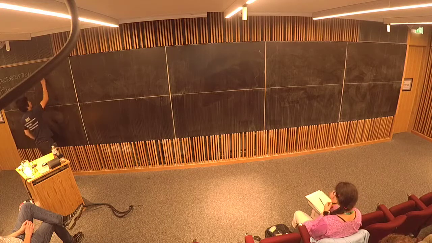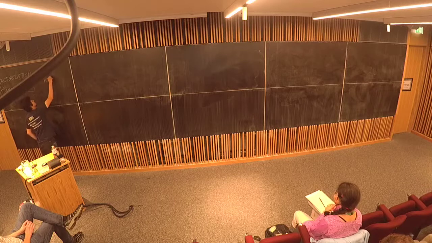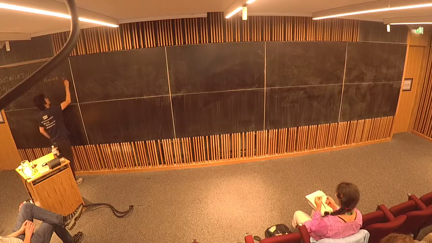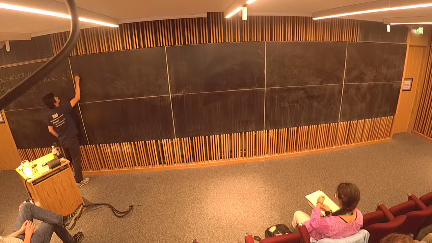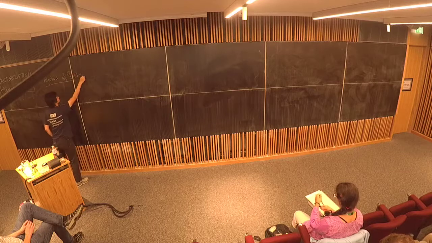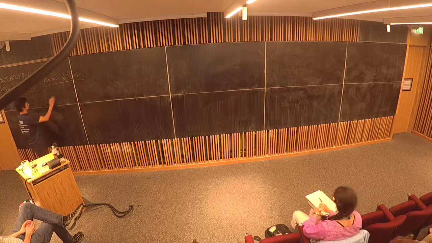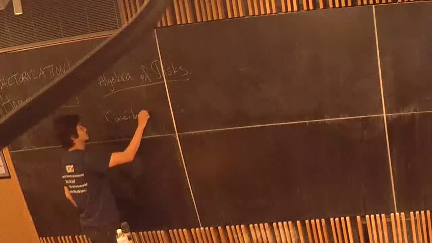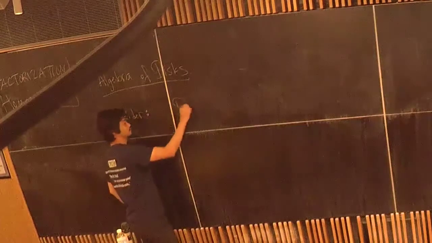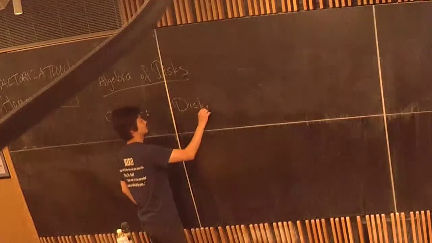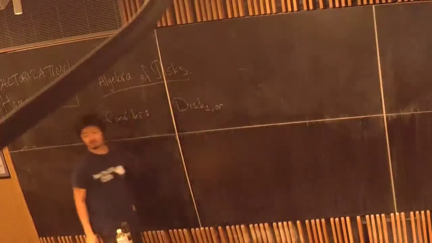So the first thing that I'd like to talk about is the algebra of disks. Many of you may have seen this before, many of you might not have. I'm going to go nice and slow. So I want to contemplate the following category. I'm going to call this category Disk_1,OR. OR stands for the word oriented.